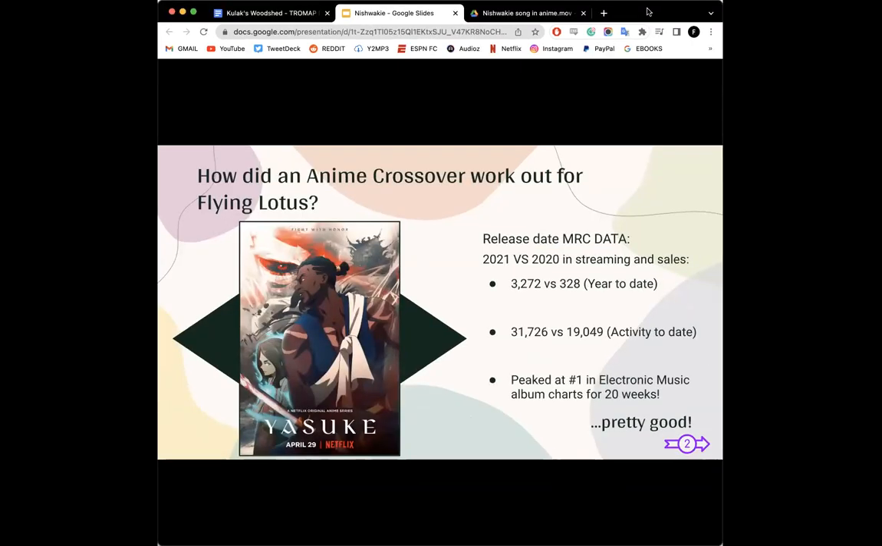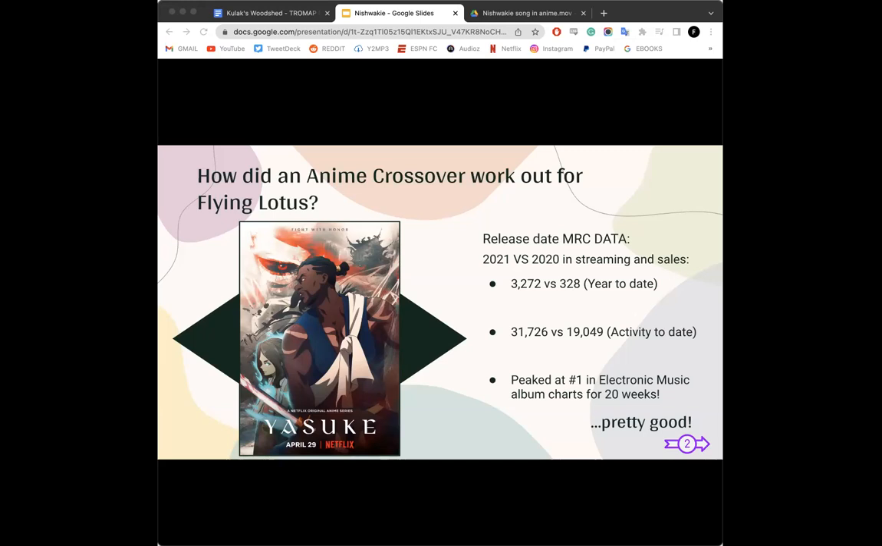We just provided you with a glimpse of your music soundtrack with anime. Your music has the potential to cross over into anime. If Flying Lotus had a success, you can too. Flying Lotus is an African-American record producer, rapper, and the music producer for Netflix anime series Yasuke.